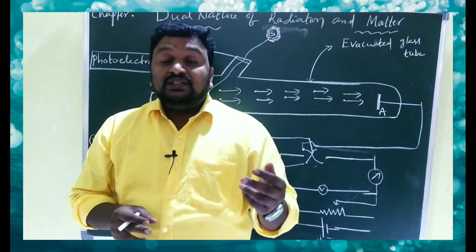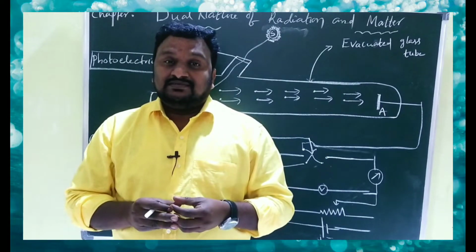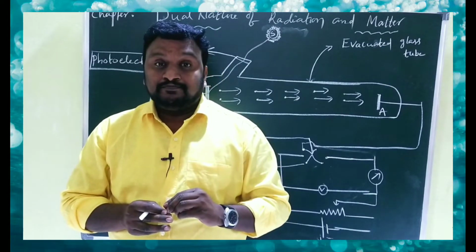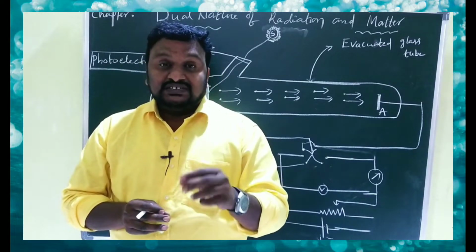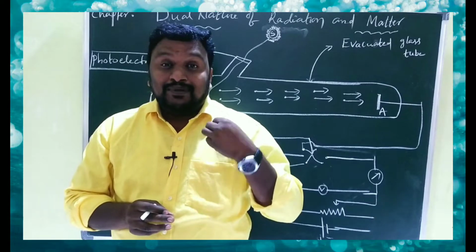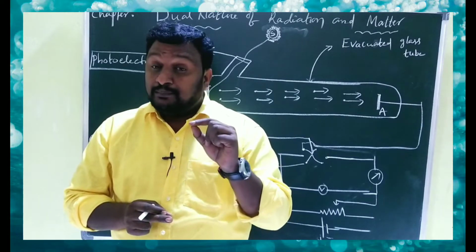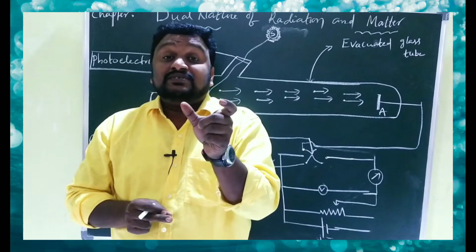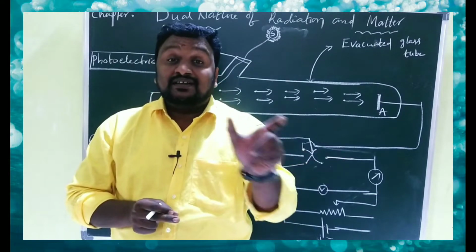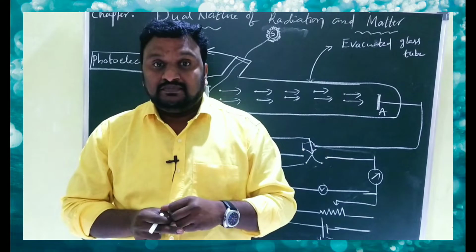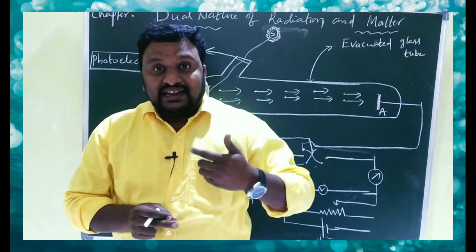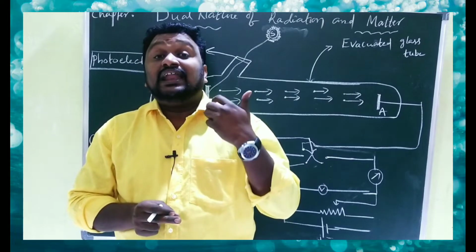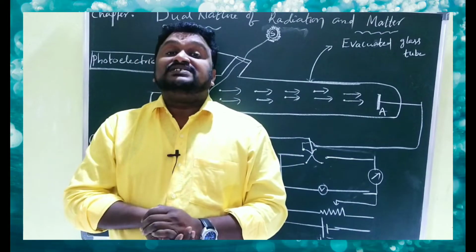So even though they are free electrons, we have to apply a certain amount of energy, because the energy we are applying should be more than the attractive energy between the positively charged particles and electrons. Only when the applied energy is more than the attractive energy will the electrons come out from the metal surface.